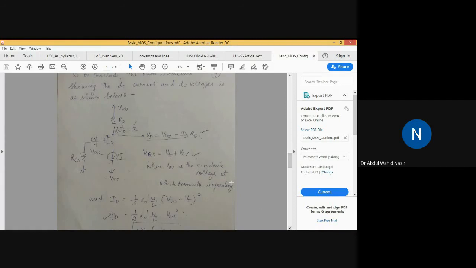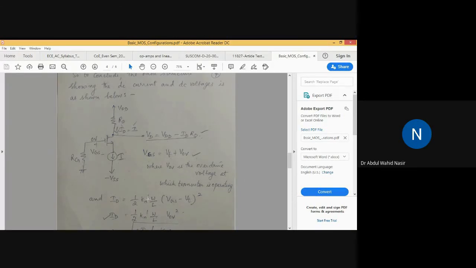Here we have VDD, then this is RD, then this is ID. This ID is nothing but I. VD, the voltage at this terminal, will be equal to VDD minus ID RD. And then VGS will be VT plus VOV, clear? So VGS will be VT plus VOV, where VOV is the overdrive voltage at which the transistor is operating.